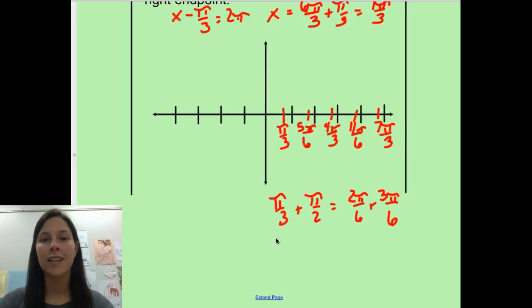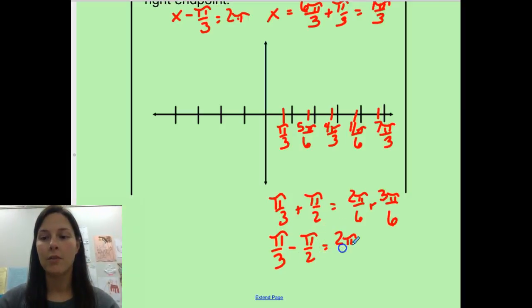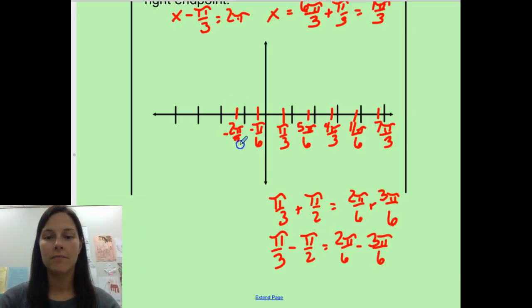Because of the phase shift, I can't just reflect those points off to the left. I have to take my left end point for that first period and subtract that quarter of a rotation this time. So we have 2 pi over 6 minus 3 pi over 6, which gives me negative pi over 6. That will be a little bit closer to 0 than it will be to the pi over 2. And then I have to subtract another 3 pi over 6, which gives me negative 4 pi over 6, or negative 2 pi over 3.